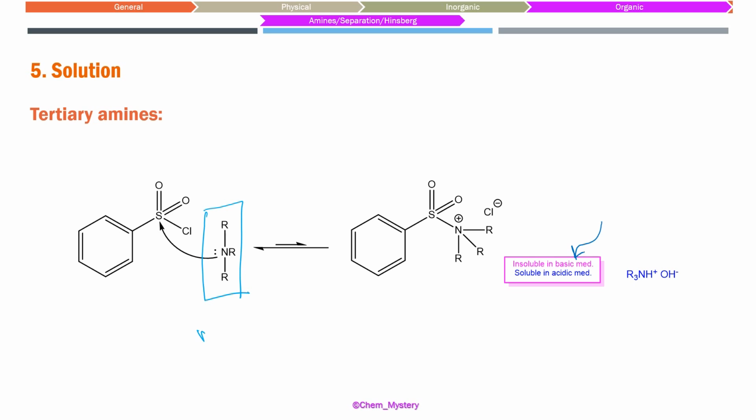So if 3 degree amines are the main constituents in the reaction medium, then when we are talking about solubility, these should be soluble in what? These will be soluble in acidic medium, because in acidic medium the 3 degree amine will be converting into R3NH+ OH-. That's 3 degree ammonium hydroxide.